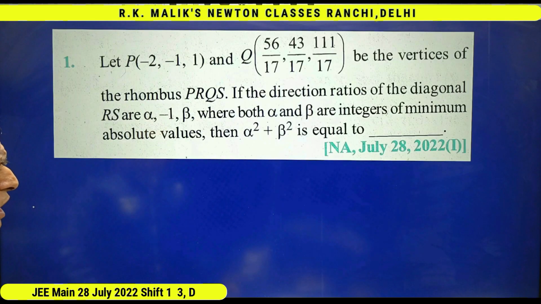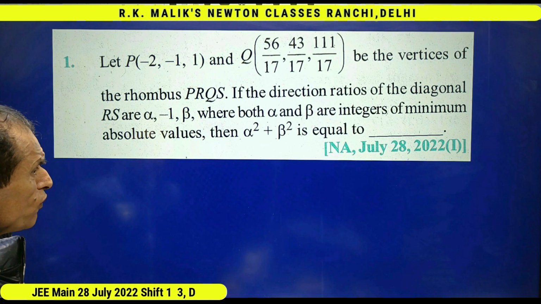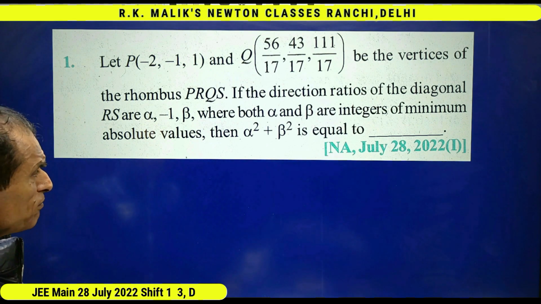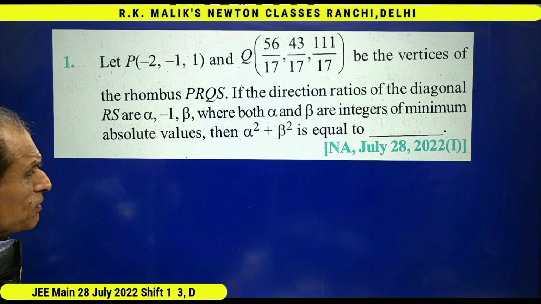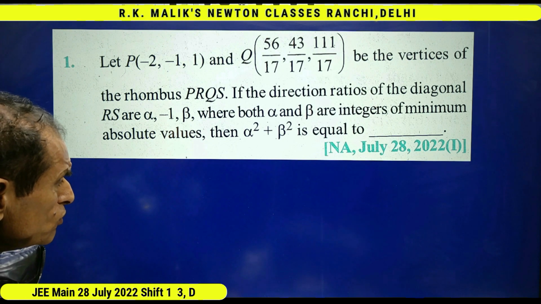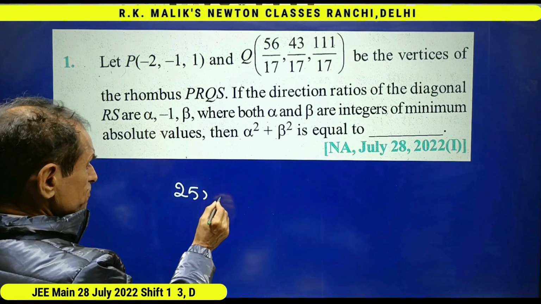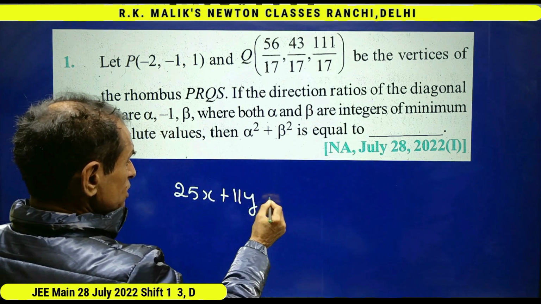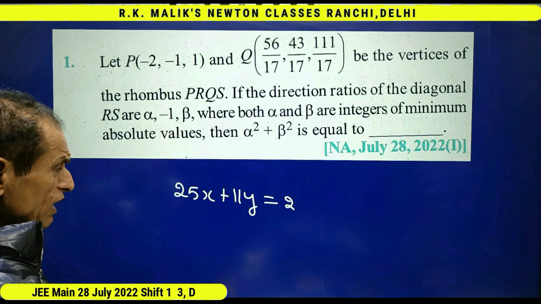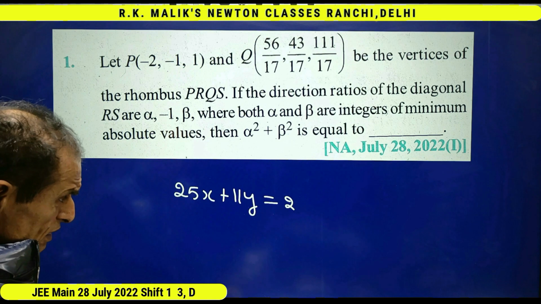And as I have always been promising that my solutions are crystal clear, for clarity purposes let me make this concept clear with the help of one more example. One more question I am giving you to solve is 25x plus 11y equal to 2, and I say find all possible integral solutions of this equation.